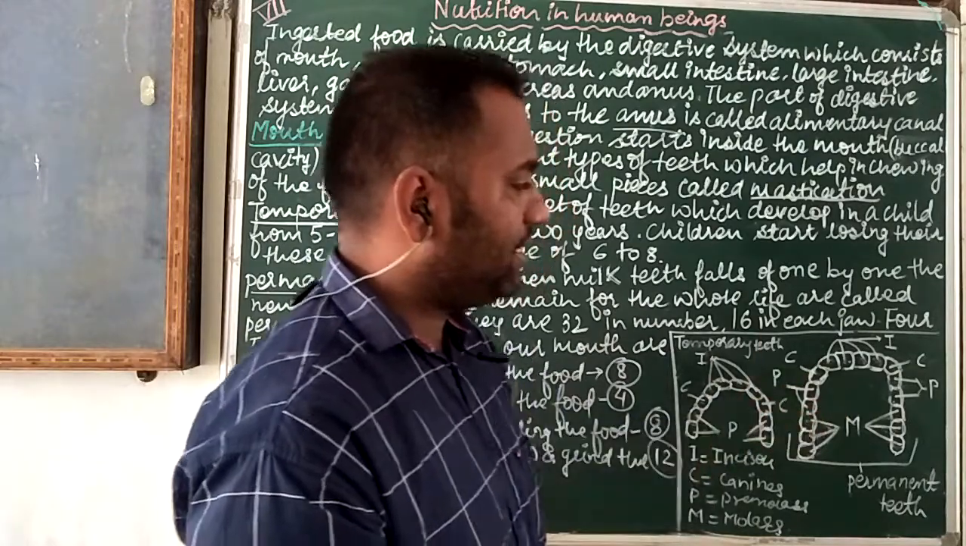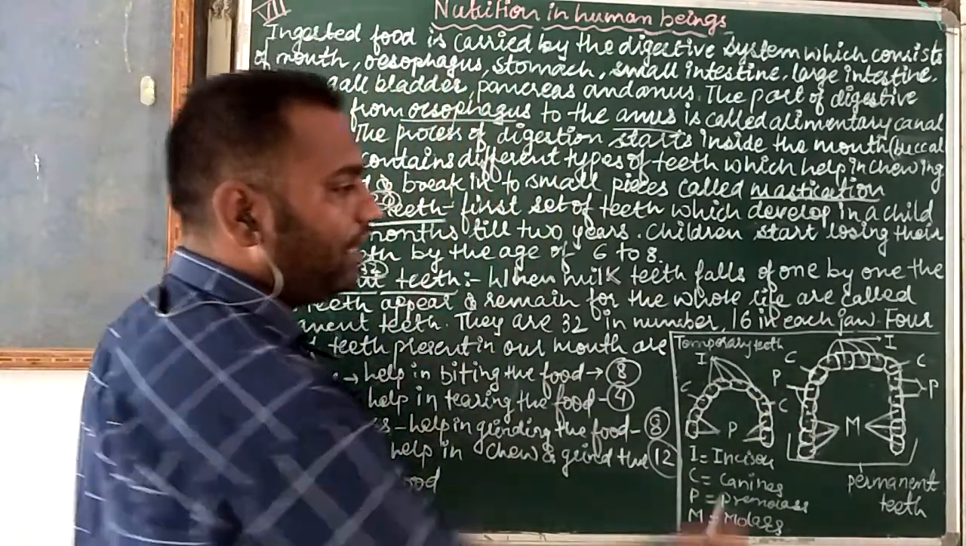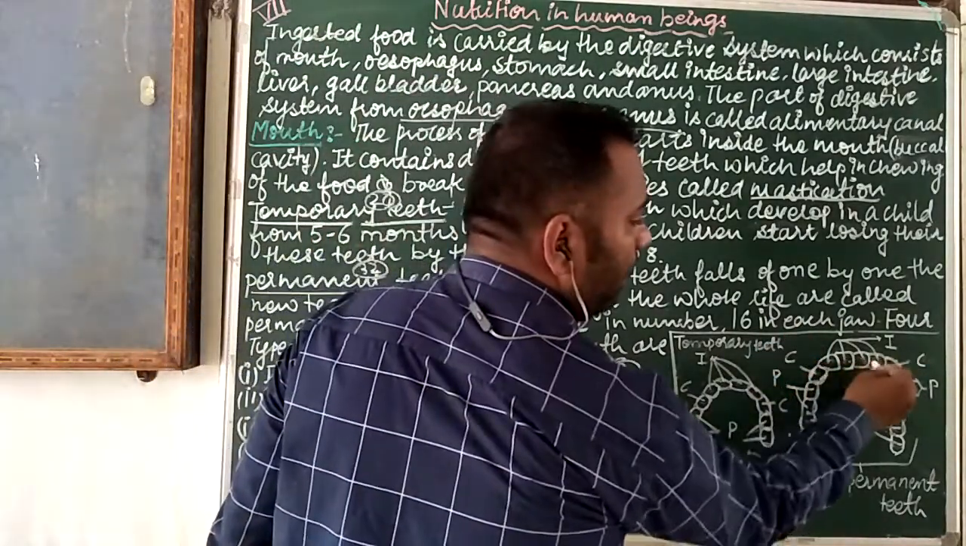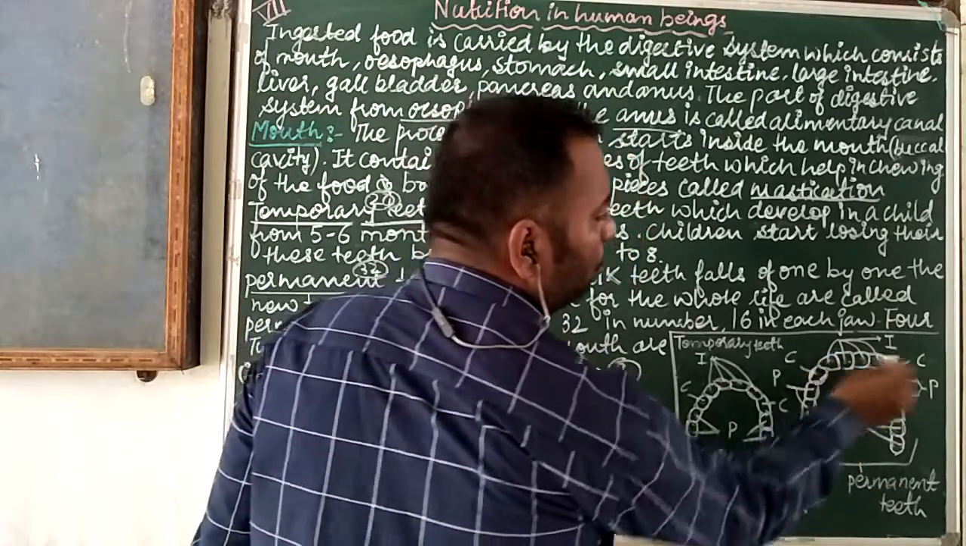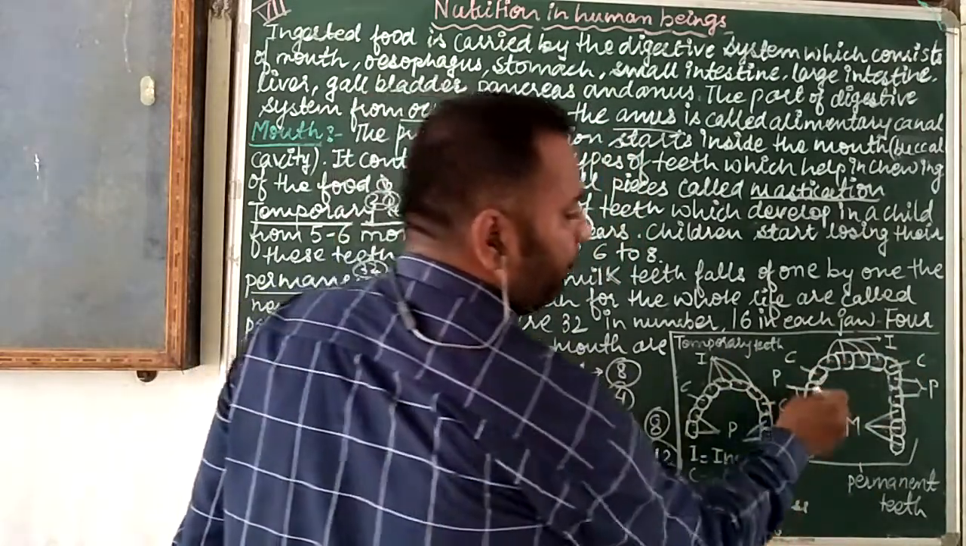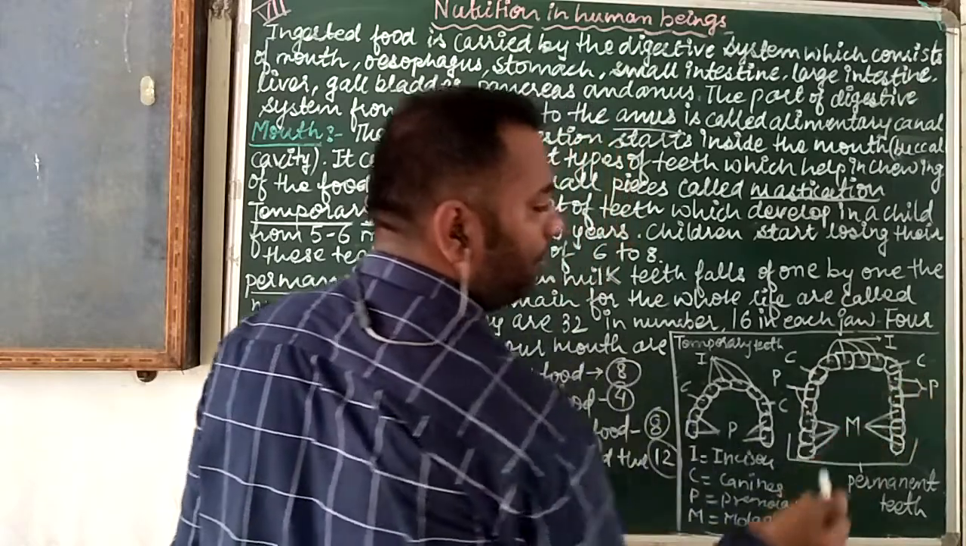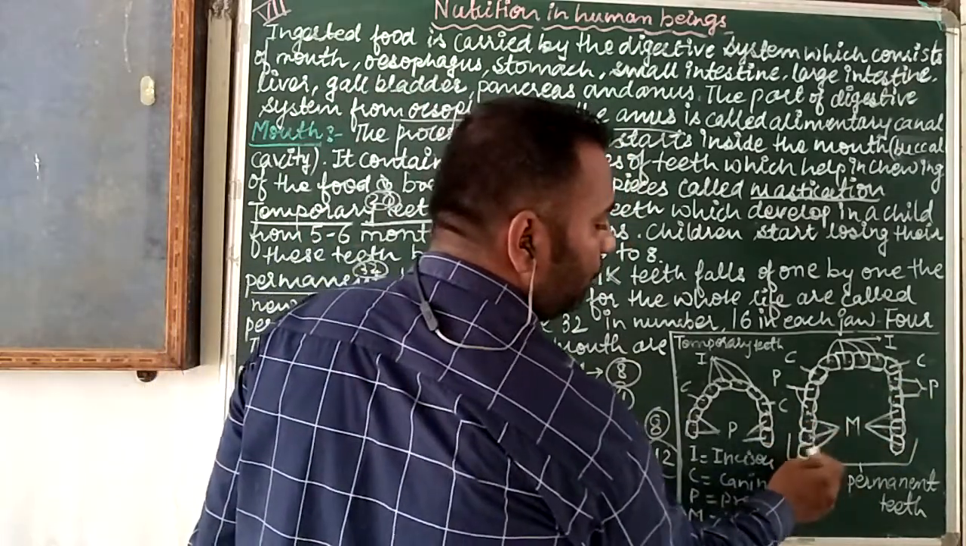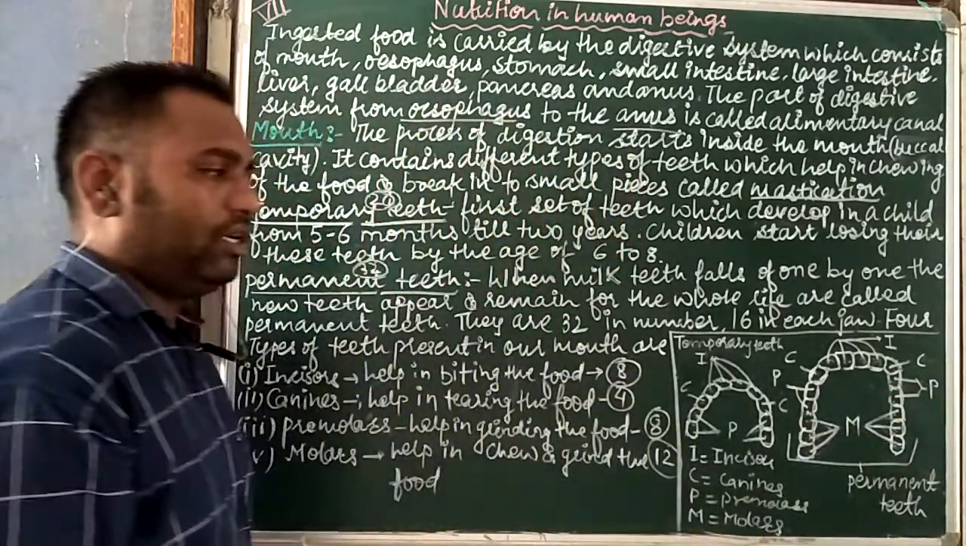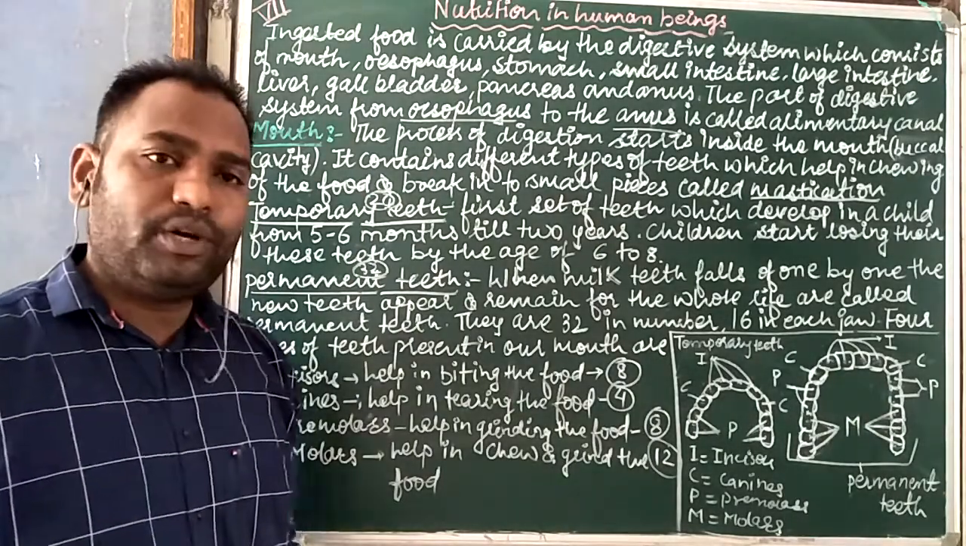So this is the structure of our teeth. I means incisors: these 4 are incisors in each jaw, 2 are canines in each jaw, 4 are premolars in each jaw, and 1 2 3 4 5 6 are molars in each jaw. Okay, I hope you understood this.